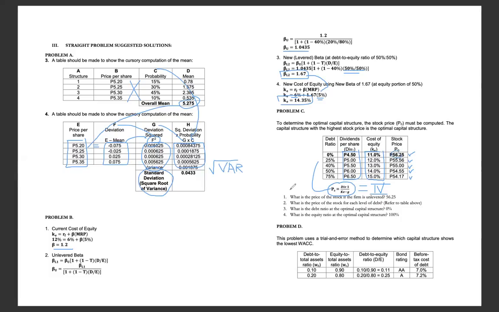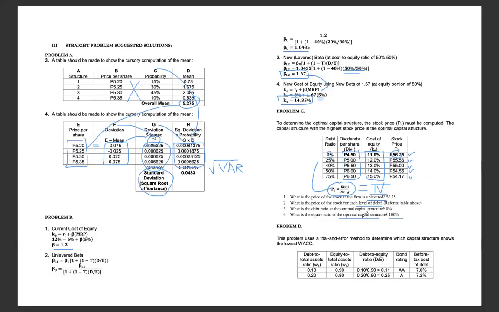So, yan po. So to answer yung mga requirements, what is the price of the stock if the firm is unlevered? That's 56.25. What is the price of the stock for each level of debt? Ito na po yun. Okay? Nasa table. So refer to the table above. What is the debt ratio at optimal capital structure? 0. Okay? What is the equity ratio at optimal capital structure? 100%.